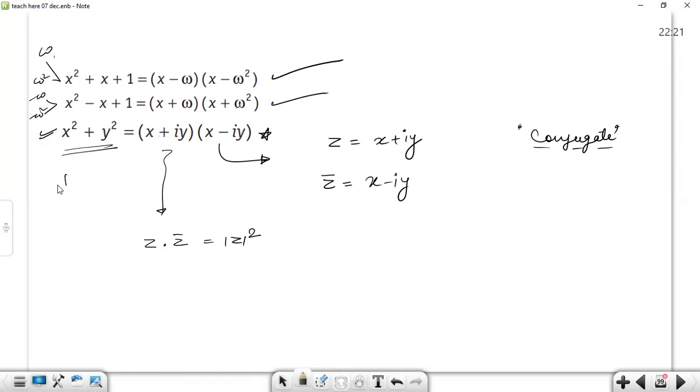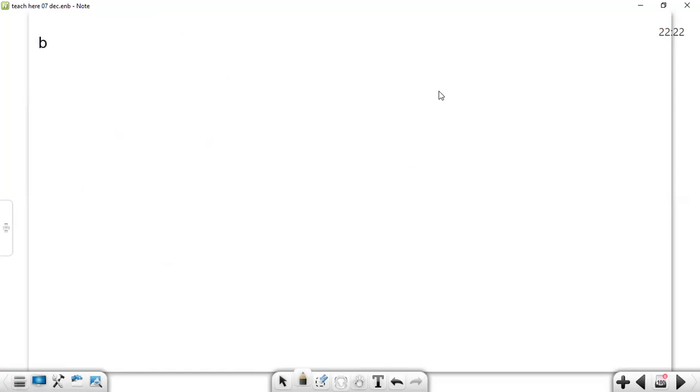What is the modulus? Modulus is root of x square plus y square. This is the modulus. If we take the square on both sides, this becomes a property which we discussed earlier also. Okay, important. Properties are very important because these are the only things which are going to help us in questions. I'll move forward.